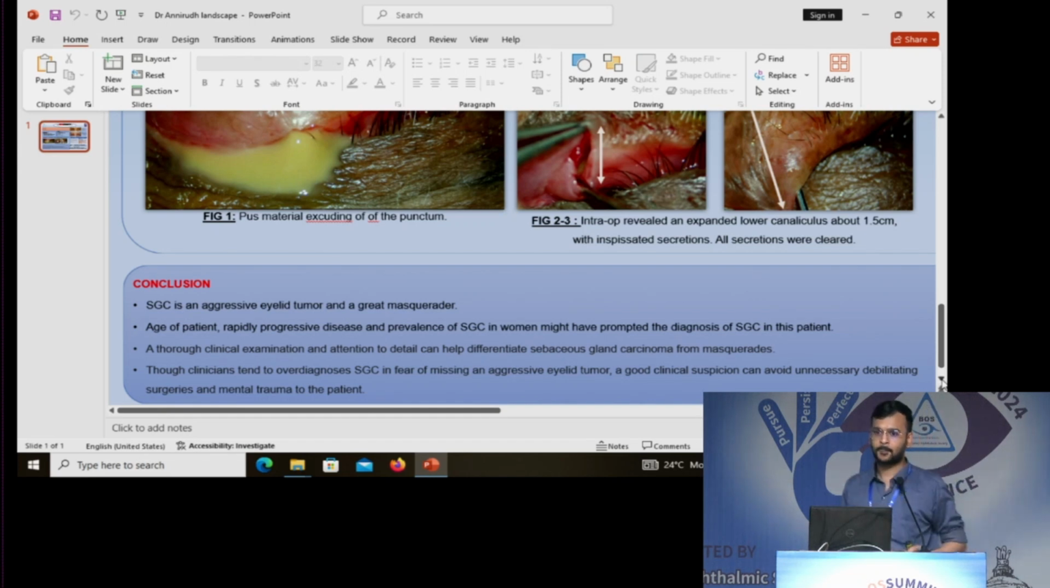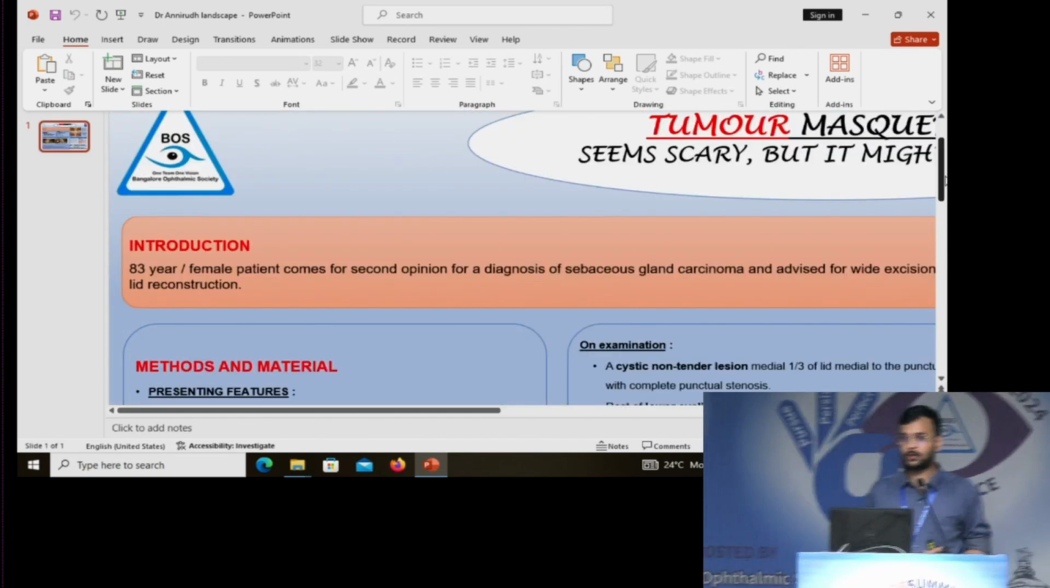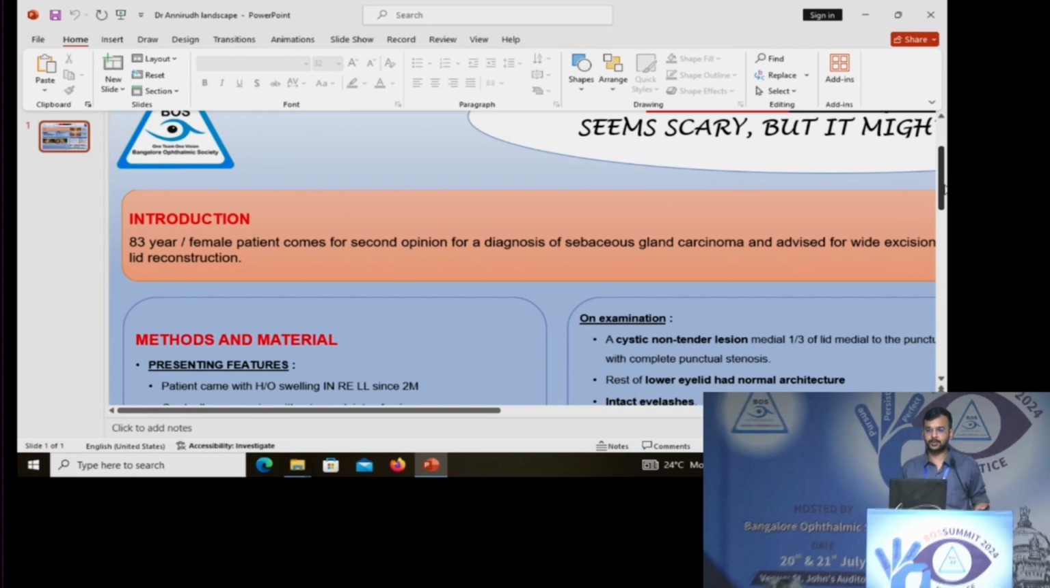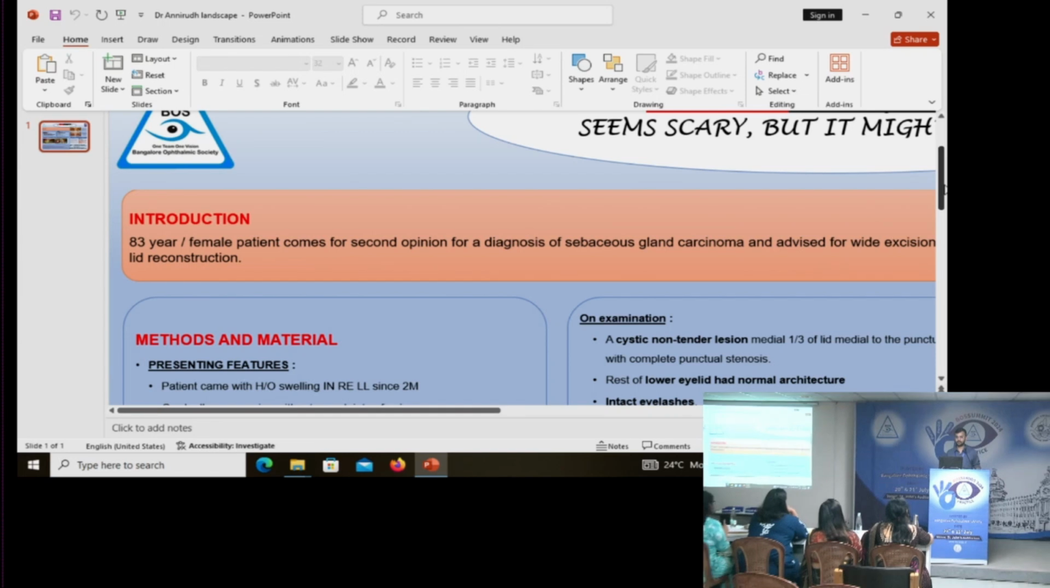What was the history, how many days or months? Two months, ma'am. Two months swelling in the right lower lid, without pain. What surgery was done for that? 3-snip punctoplasty with canaliculotomy at our center. Earlier, she was advised to go for wide excision.